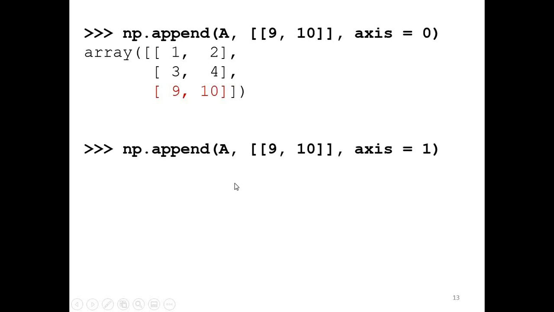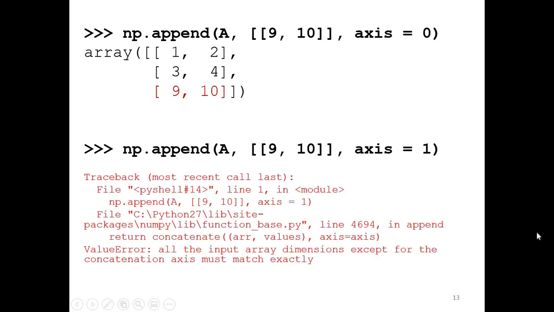Well, now try to do this. np.append a comma this, and you want to append this in the horizontal direction, but clearly this won't match with this, so the result will be some error. It can't match. But this can be correct.